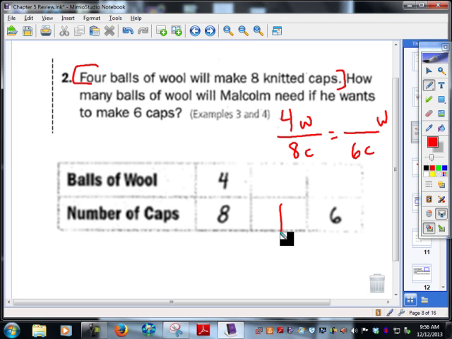Okay? So some of you used 1 here to scale. That's fine. So what are you doing to go from 8 to 1? I'm dividing by 8. So what do I need to do to my number of balls of wool? I need to divide by 8. So I need to do 4 divided by 8. That's going to give me 0.5 of a ball of wool. So I need a half of a ball of wool for 1 cap.